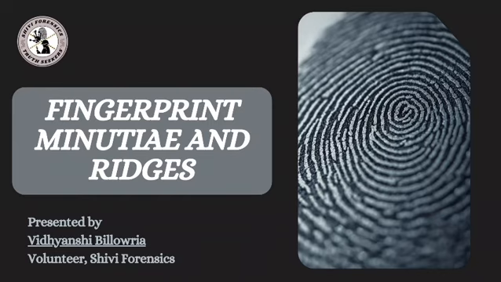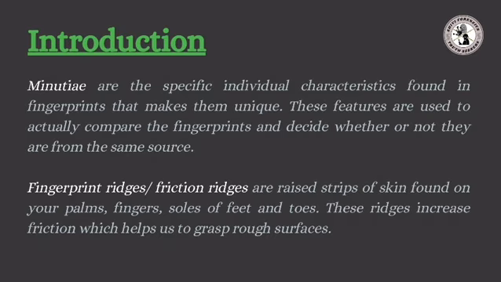Today I'll be discussing the topic fingerprint minutiae and ridges. So let us first understand what minutiae are. Minutiae are the small specific individual characters found in the fingerprints that make them unique. They are what we actually use to compare the fingerprints and decide whether they belong to the same source or not. Next, we have fingerprint ridges, also called friction ridges.